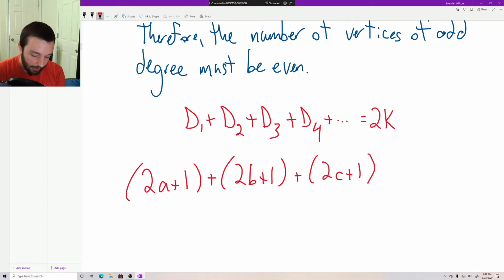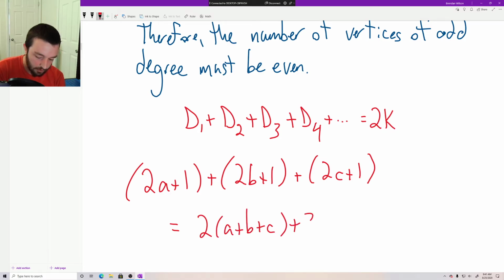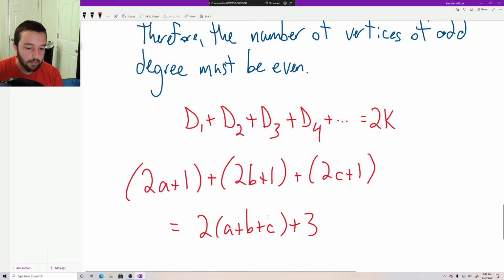But okay, let's say that there's 3 vertices of odd degree. And you could do the same argument with any odd number. I'm just choosing 3 because it's the smallest one besides 1. Then when we add these together, we have 2 times (a plus b plus c) plus 3. I'm just factoring the 2 out from the a and the b and the c since they all have 2 in common. This part, the 2 times (a plus b plus c), is always going to be even no matter what a, b, and c are because we're multiplying it by 2, so that's always going to make it even.